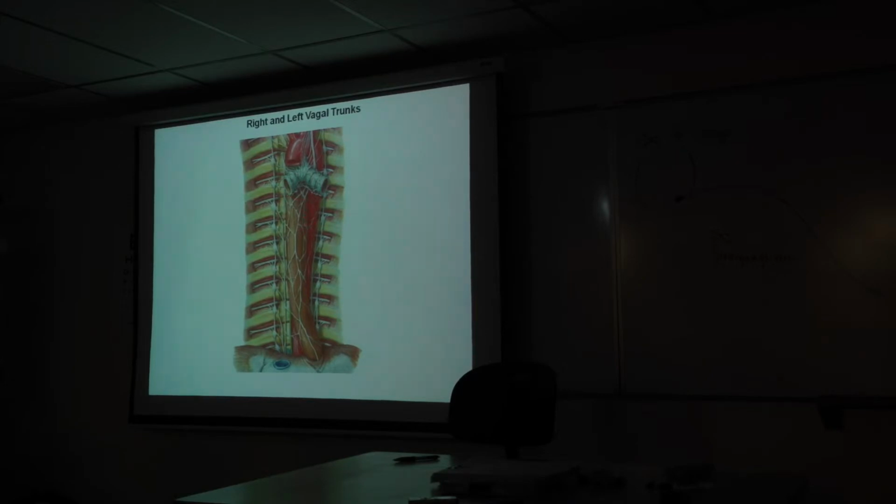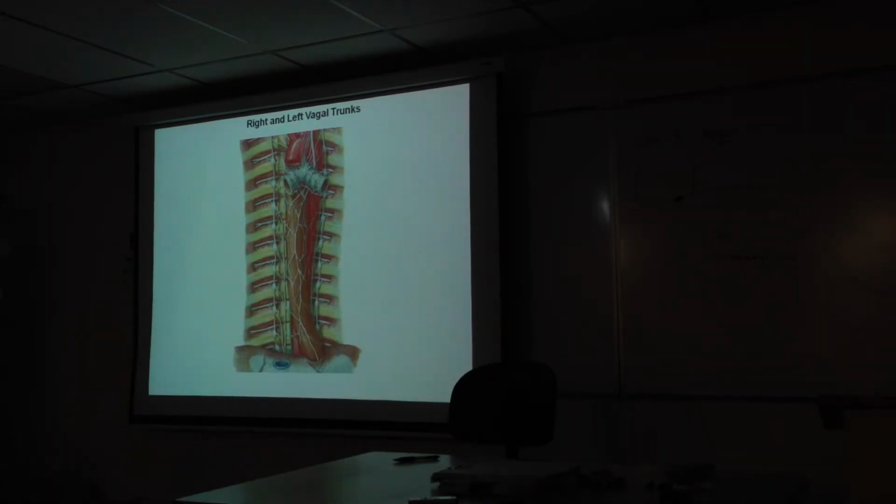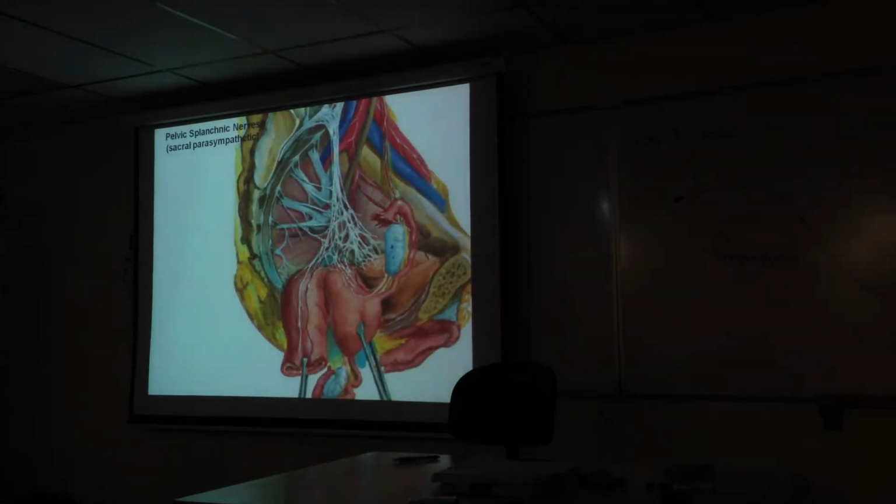And then on the esophagus, instead of having two separate cranial nerves, they form a bundle called vagal trunks, and they kind of rotate around. So instead of running side by side, we have a vagal trunk down the front, and one down the back. And they follow the esophagus into the thoracic cavity.